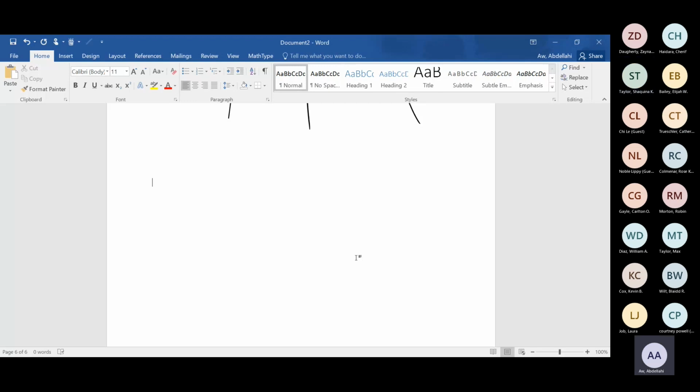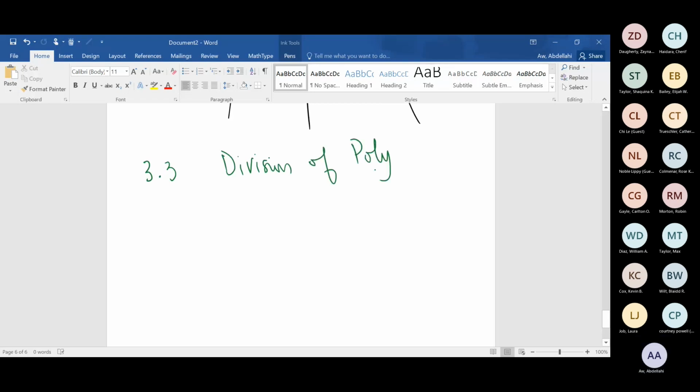So we're gonna start this section 3.3. It will not be on the test because I don't want to start the test with a lot of material, which is division of polynomials. This one will have some calculations, right?